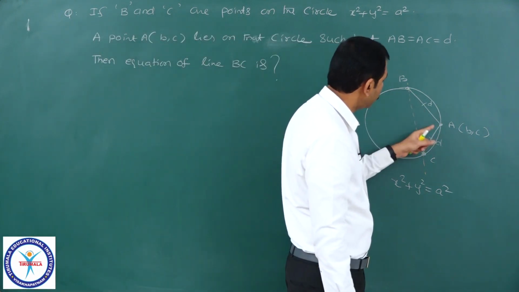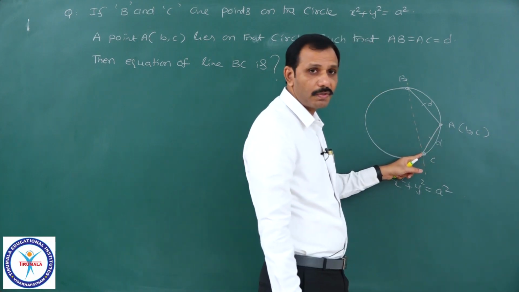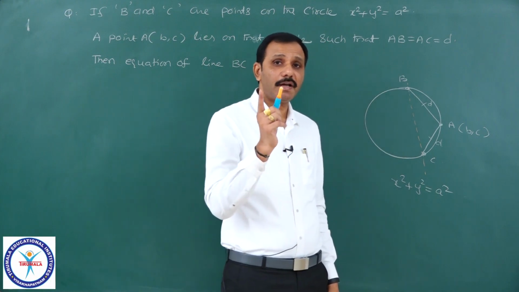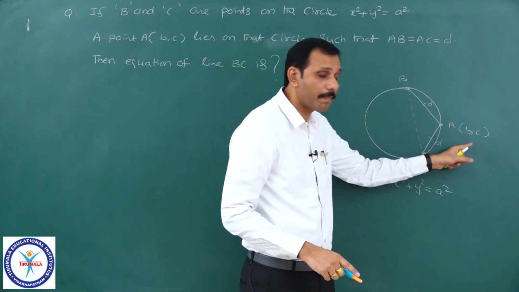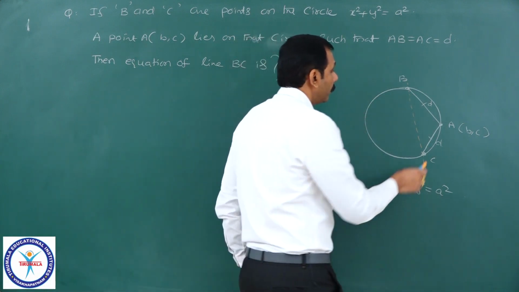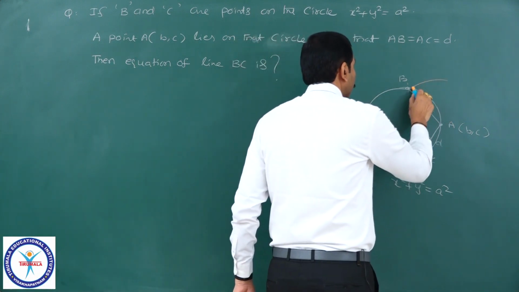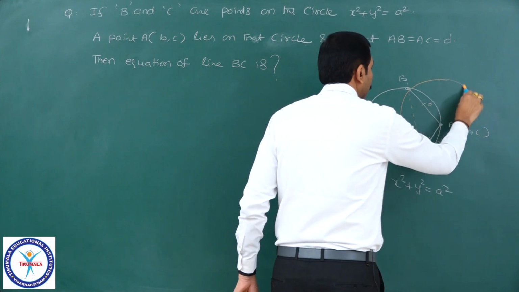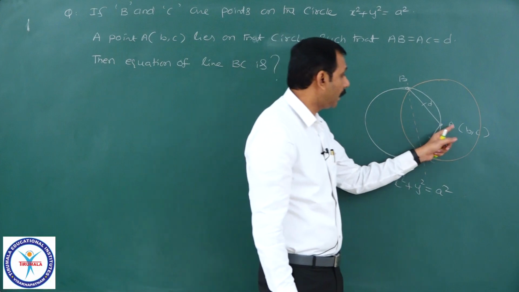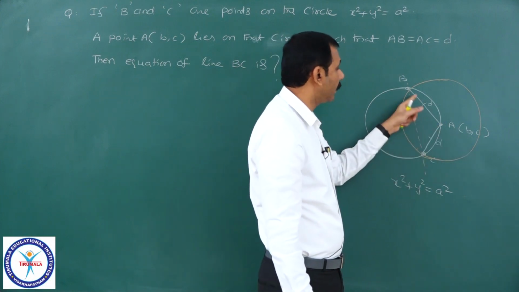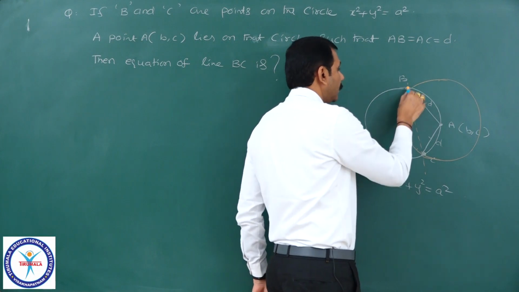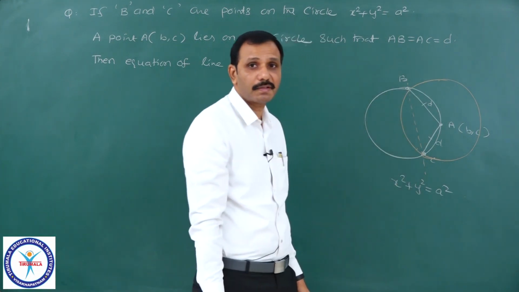Because this distance is equal to D, I will write the equation of a circle with A, B as the center and D as the radius. Yes, it is a circle with center (b, c) and radius equal to D. Now, this circle and the given circle intersect at these two points B and C only.